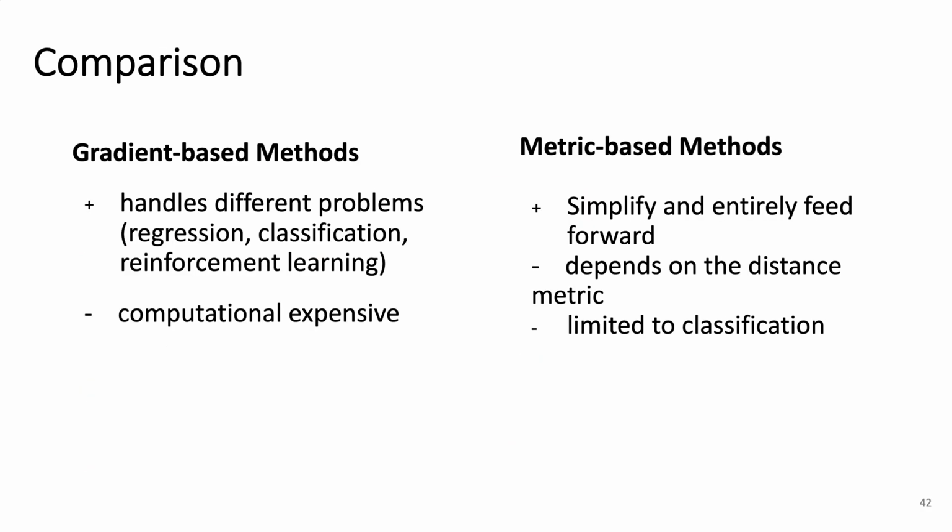Okay, so here I discussed the gradient-based methods and the metric-based methods. This is just a brief summary and comparison. The gradient-based methods can handle different problems, for example regression, classification, and reinforcement learning, but they are a little computationally expensive. The metric-based methods are very simple and entirely feed-forward, with no inner loop updating, and they depend on the distance metric, but the current version is limited to classification.